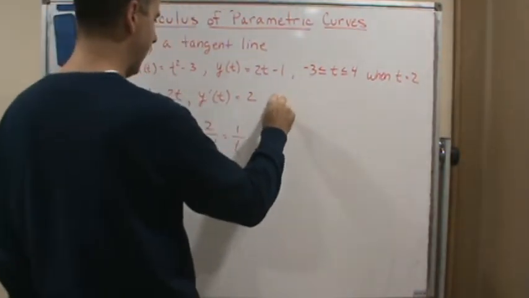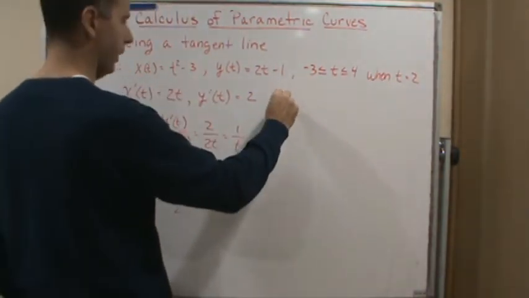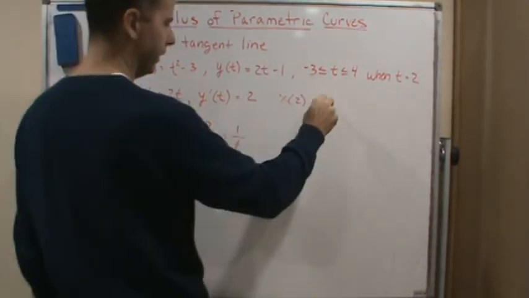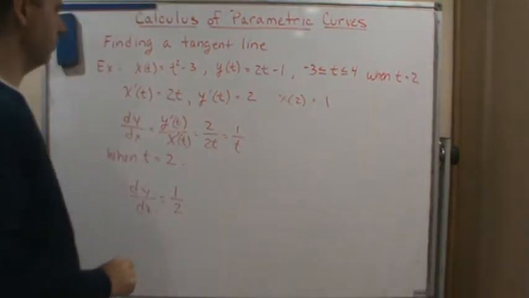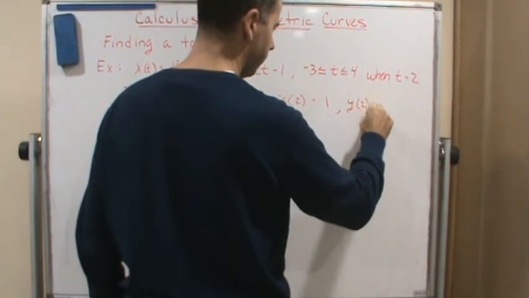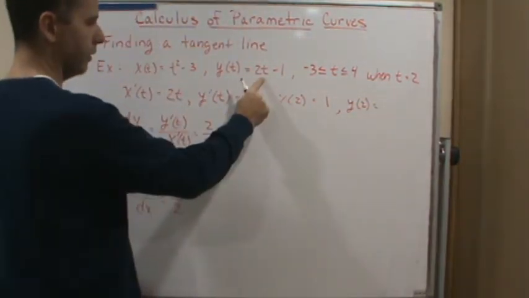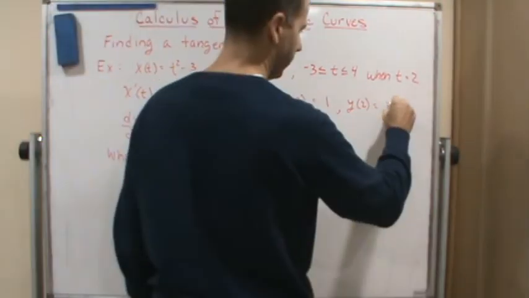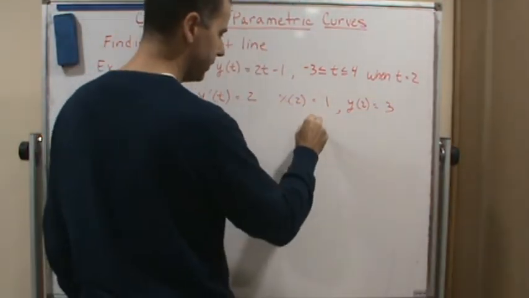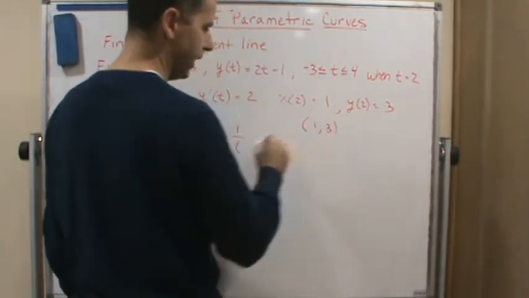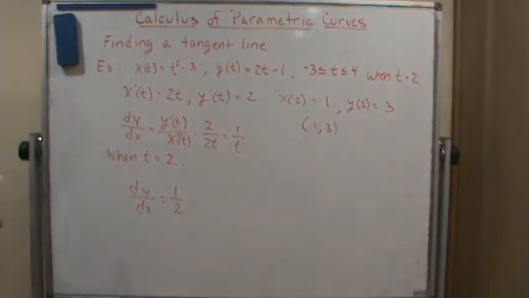So what do we have? x of 2 equals 4 minus 3, which is going to be 1. And then y of 2 is equal to 4 minus 1, which is 3. So we know that the point on the graph that we're interested in, the point that the tangent line goes through, is (1, 3).